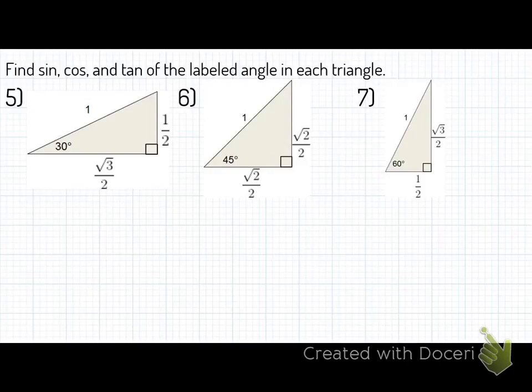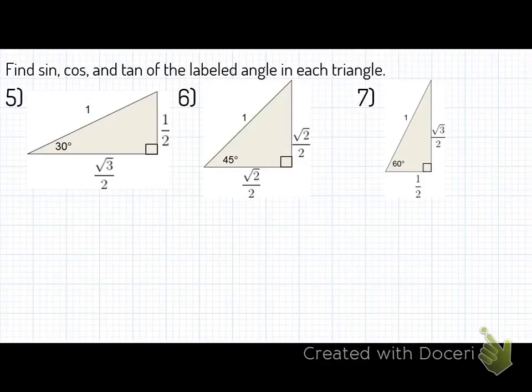I don't remember it being this hard. You'll get this. It's not that hard. Ready? Okay. Find the sine, cosine, and tangent of the labeled angle in each triangle. On number 5, I have a labeled angle of 30 degrees. We could assume this is a 30, 60, 90 triangle. So I want to find the sine, cosine, and tangent of 30.